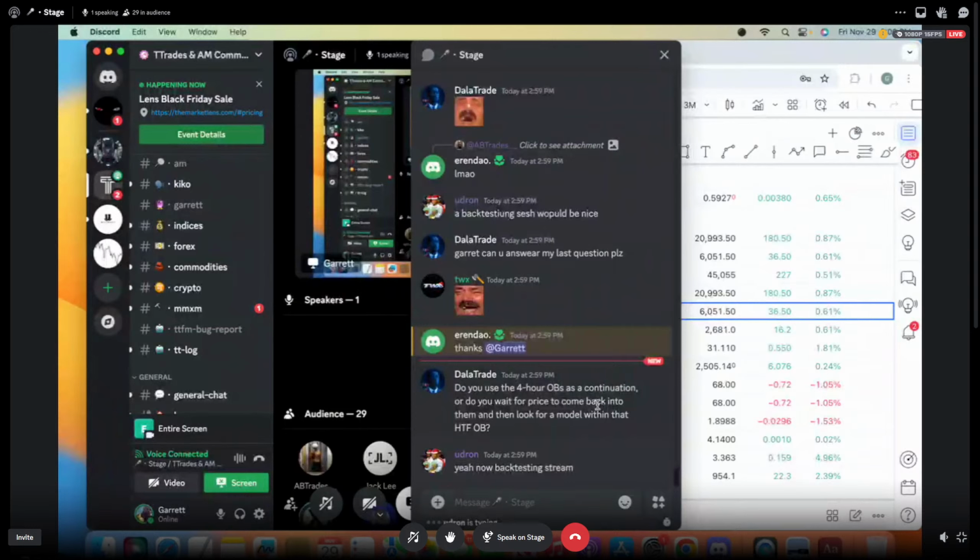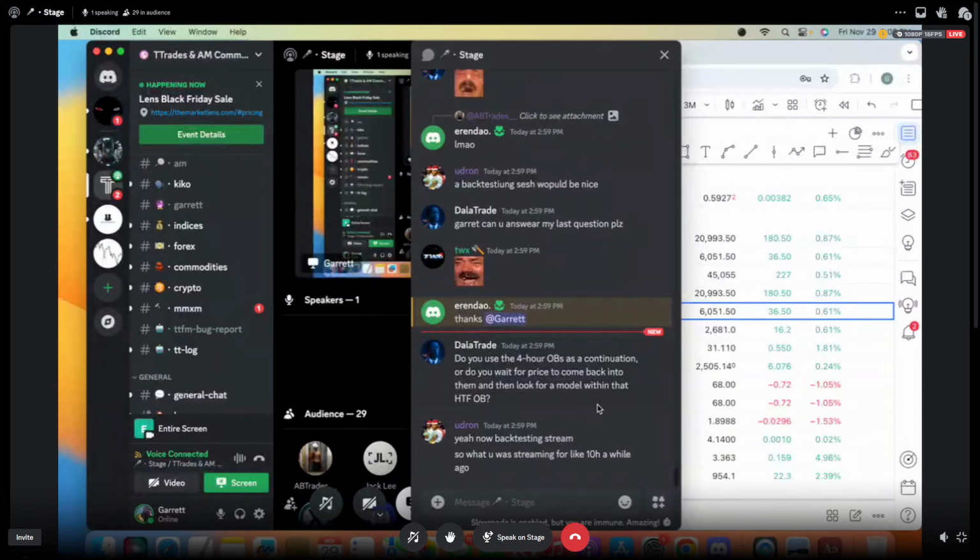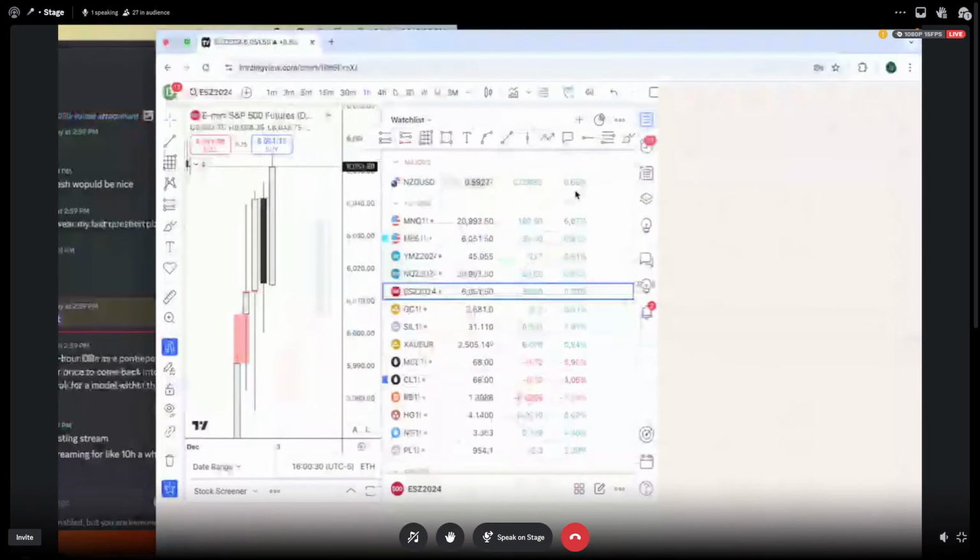Do you use the 4-hour OB as a continuation, or do you wait for price to come back into them? Okay, so for order blocks, for like a 4-hour order block, I don't require a 4-hour CSD to have a weekly reversal or a daily reversal, but I will use it as a key level. So I'll show you. Let's try to find a 4-hour order block example.